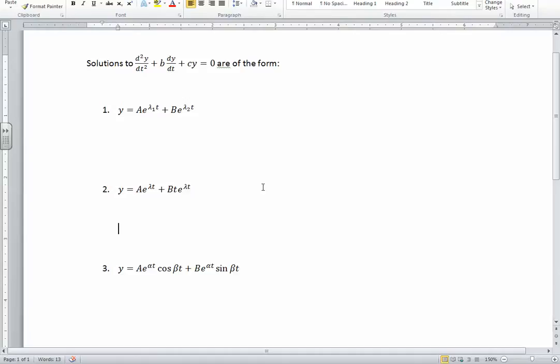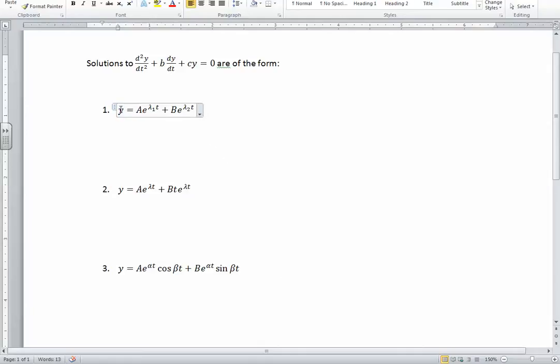Alright, so remember the three possibilities, depending on how the algebraic equation in lambda comes out. You could get two exponentials, you could get one exponential and then t times the same exponential, or, if you got complex numbers out of your quadratic formula, you could get an exponential times a trig function. So let's take each of these in turn.